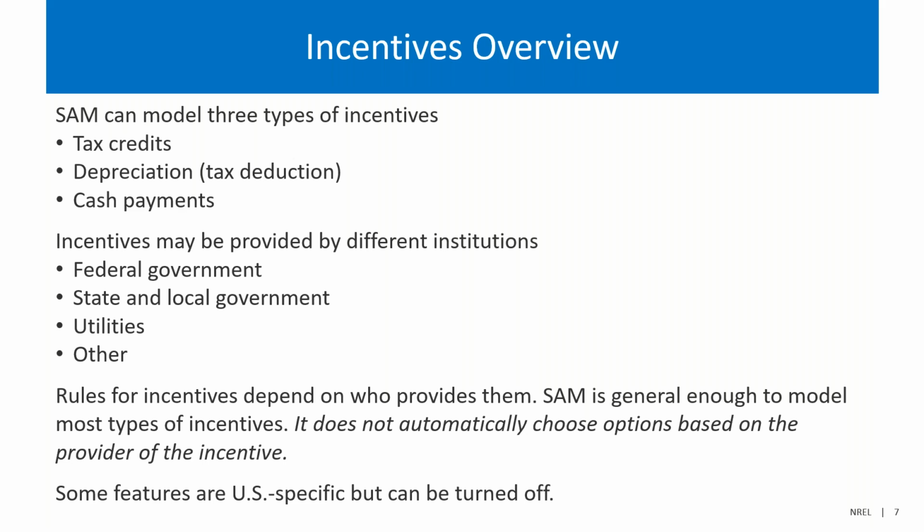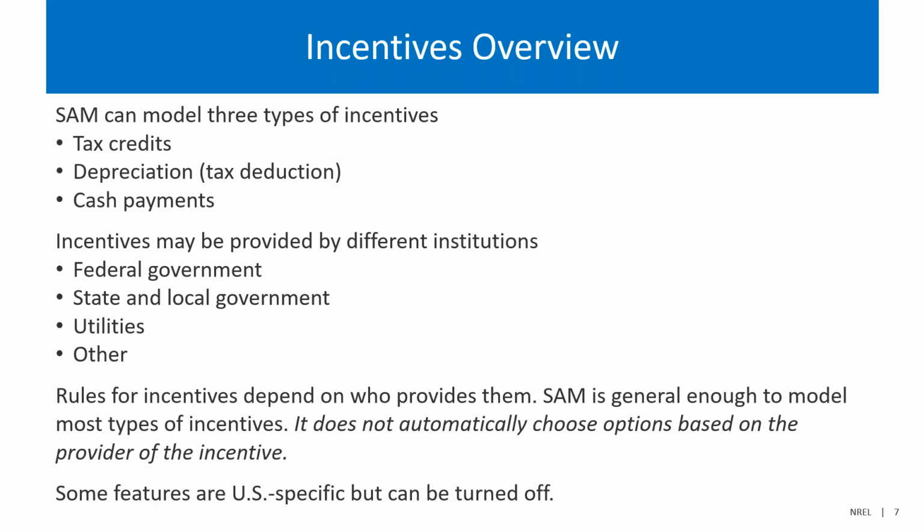So SAM can model 3 types of incentives. We have tax credits, depreciation, which is a type of tax deduction, and cash payments. And incentives may be provided by different providers, whether it be federal, state, and local government, or electric utility, or any other entity. And the rules for incentives depend on the provider.